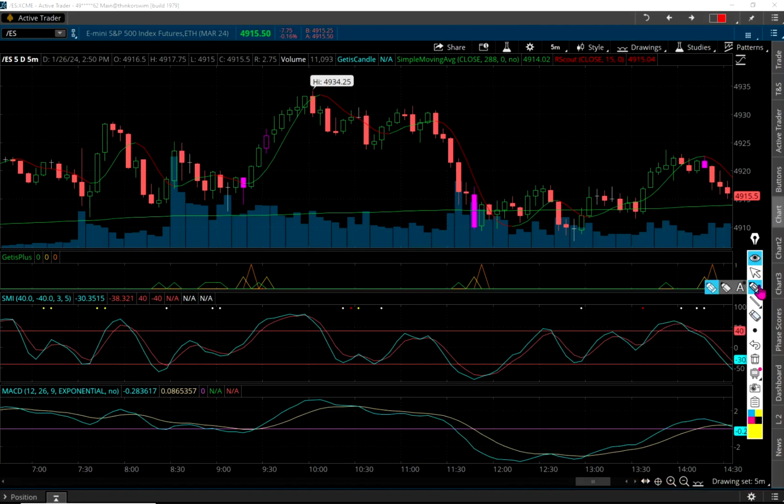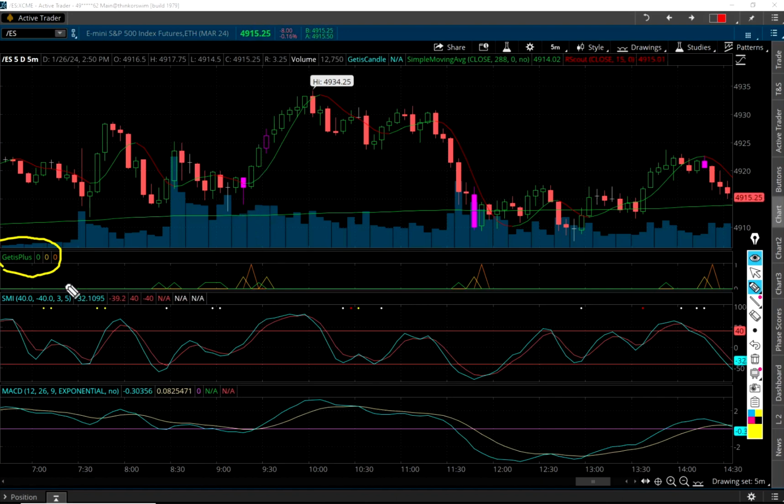And I picked this part of the chart here because I want to show timing. Remember, this video is really more specific to members who are using the membership. This may not apply to other people because they don't have some of these indicators. They definitely don't have the GetisPlus indicator, and they might not have some of the logic that I'm using in here.